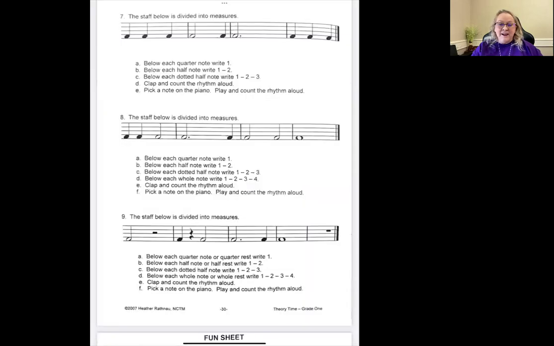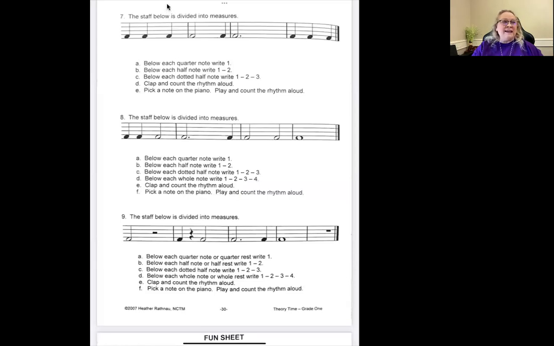By now, you should kind of understand what we're doing. We're going to be writing in the counts underneath the notes inside the measure, and then we're going to be clapping the measure aloud and counting aloud. Then we're going to be playing it on your piano. Don't skip those important parts of clapping aloud and playing while you count aloud.